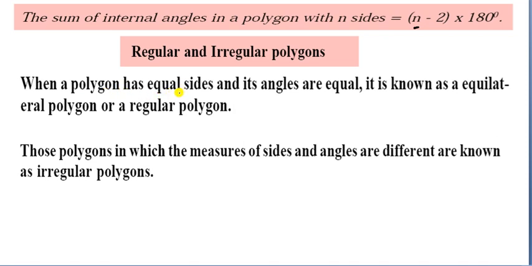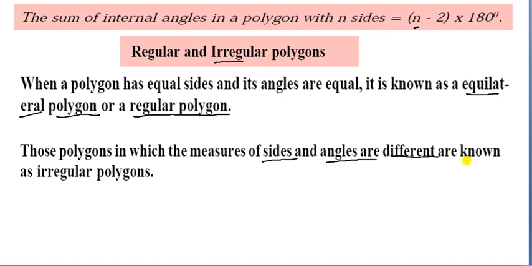When a polygon has all equal sides and all equal angles, it is known as an equilateral polygon, or you can say a regular polygon. It is necessary. And what about irregular polygons? Those are polygons in which the measures of the sides and the angles are different.